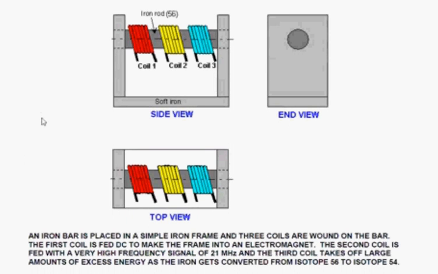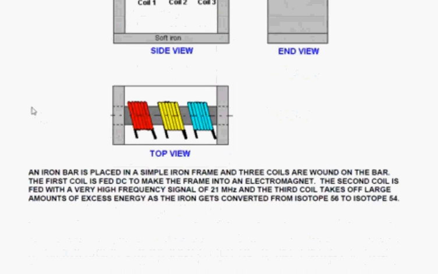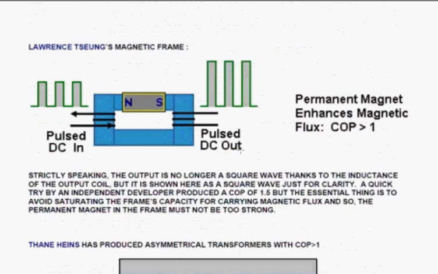Where does the energy come from? It comes from converting the iron inside the iron bar from one isotope to another isotope. The iron starts off with isotope 56 of iron and ends up with isotope 54 of iron. And that is a very effective and high-power generator if you can generate 21 megahertz.